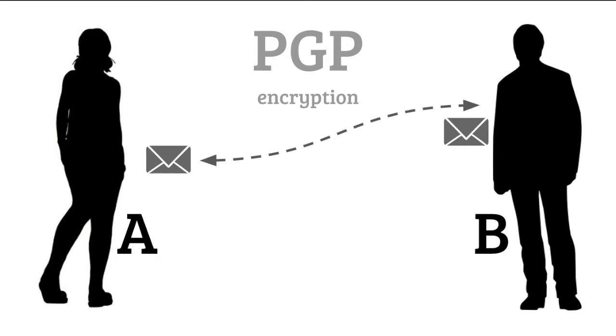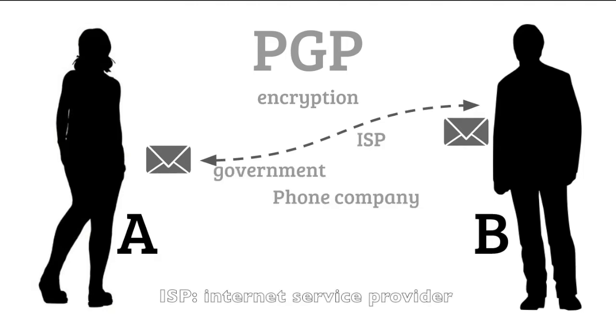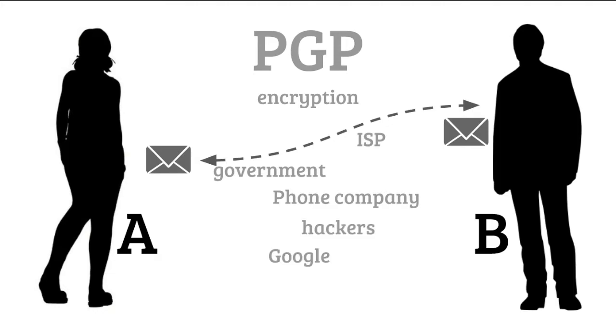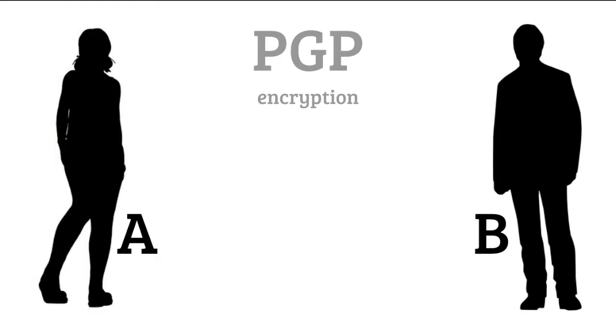Now, let's imagine that a person A wants to communicate safely via email with a person B. They want to make sure that nobody, apart from both of them, can read the content of their emails. Nobody unauthorized, like a government, their ISP, maybe their phone company, any hackers out there, Google for that matter, or Microsoft, and so on and so forth. Luckily for both of them, there is a free technology called PGP encryption that would allow them to do just that. So let's see how PGP encryption works.